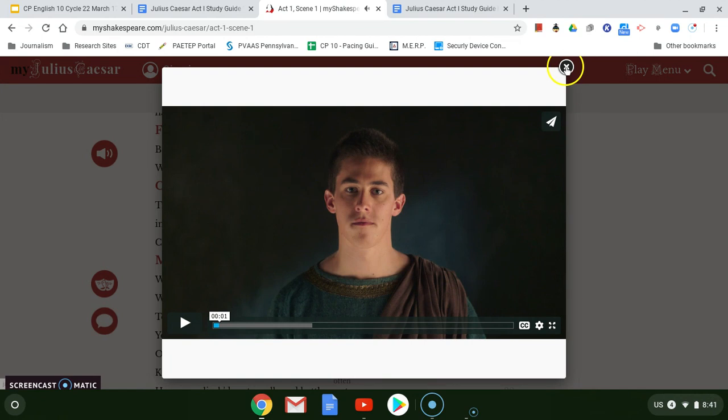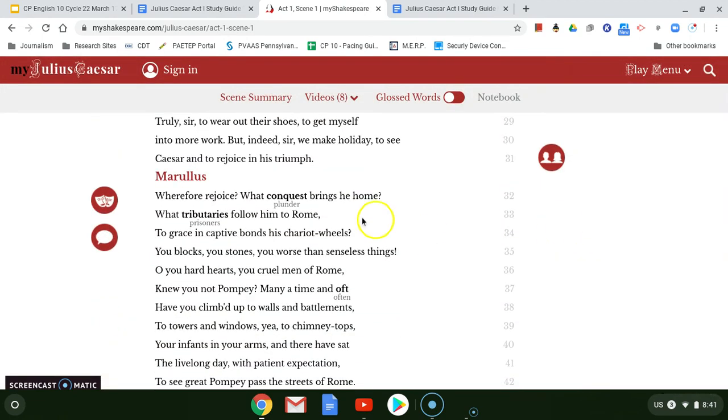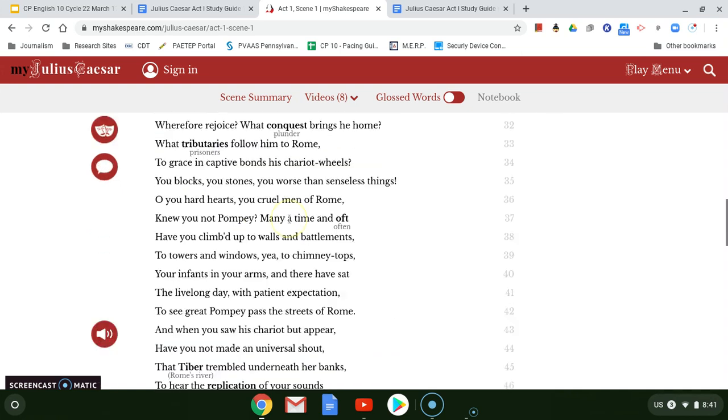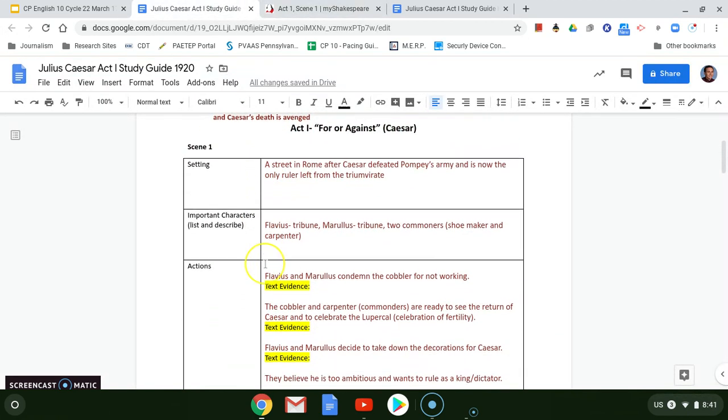So that can be very helpful. I would encourage you to use it. You need it. I know that this is not always easy, but using this, it tells you, conquest. What conquest brings he home? What plunder? What loot? What treasure did he bring home? What tributaries? What prisoners follow him to Rome? And so forth. So I'm already telling you what is happening in each scene.